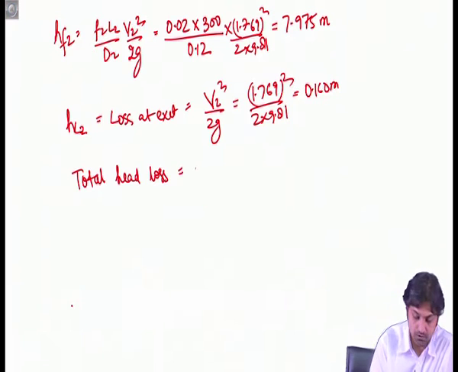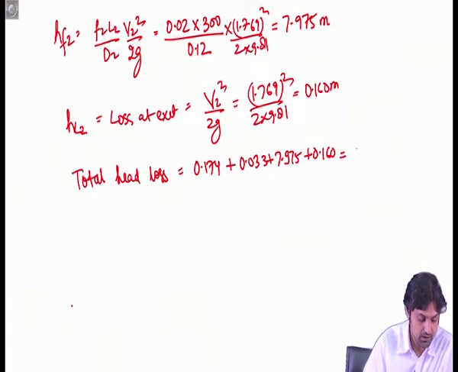It is 0.160. So the total head loss is going to be 0.174 plus 0.033 plus 7.975 plus 0.160, and this is going to be 8.342 meters.